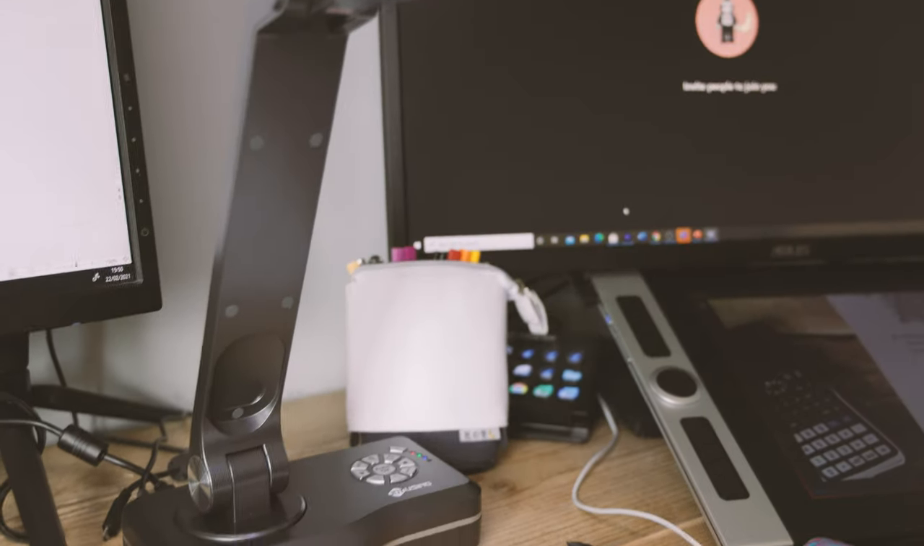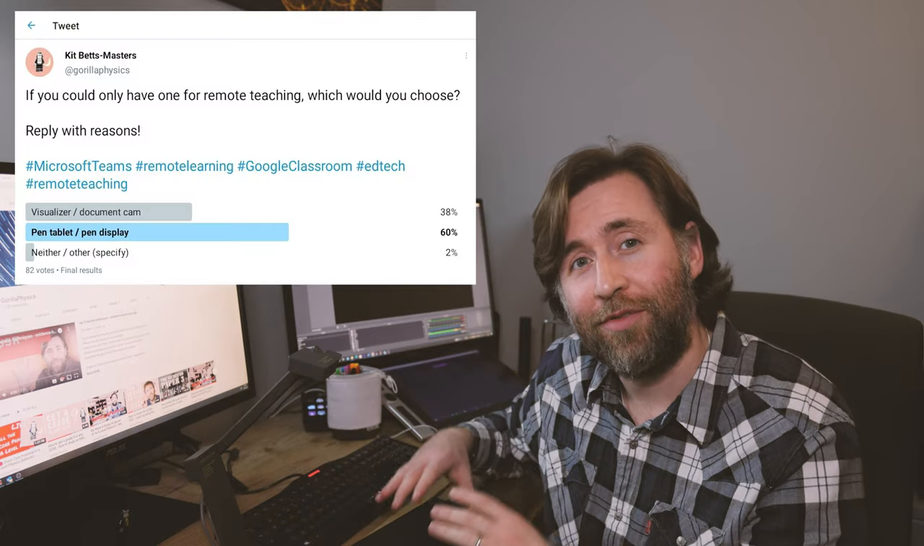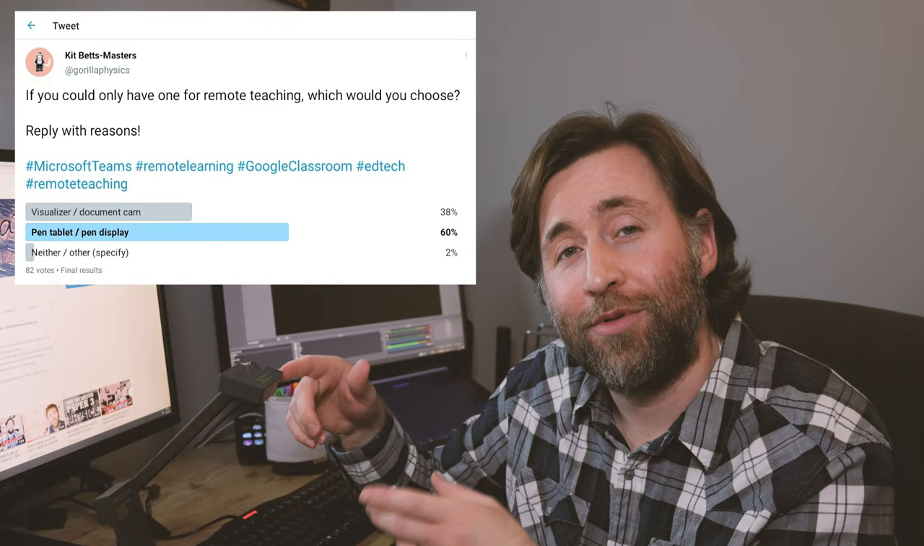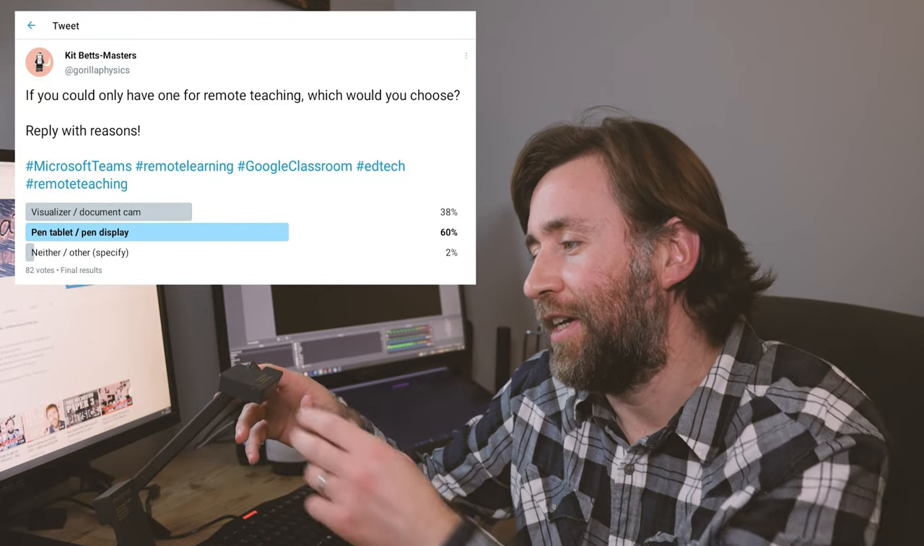So most people agree that they'd rather have the pen tablet. I asked on Twitter and 60% of people would rather have the pen tablet, only around 40% would rather have the visualiser, and a few percent wanted something different, and guess what, it was an iPad. So I'm gonna put that in the pen tablet category anyway.